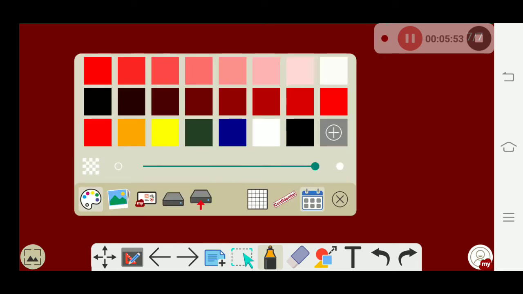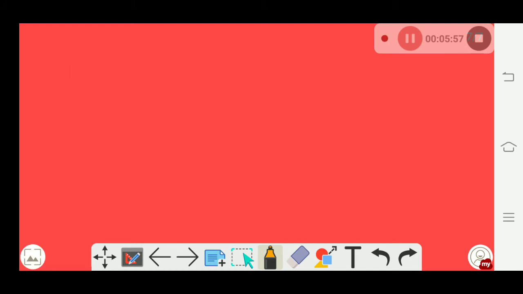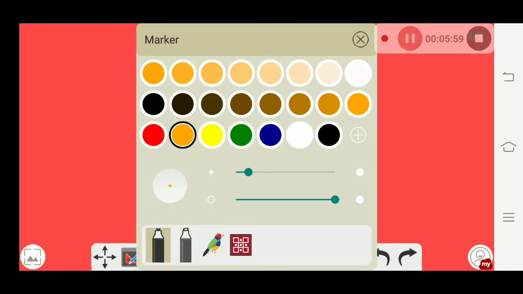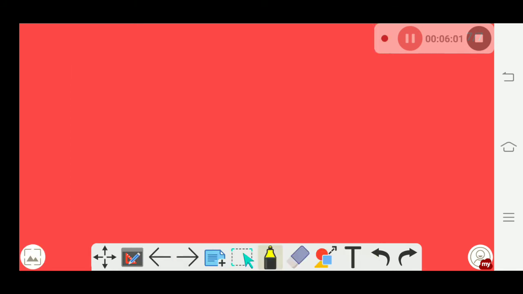Next, let me move to the next page and change the background. It's fun for all of us. YOLO. Okay.